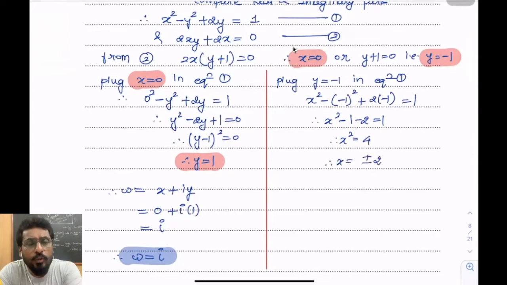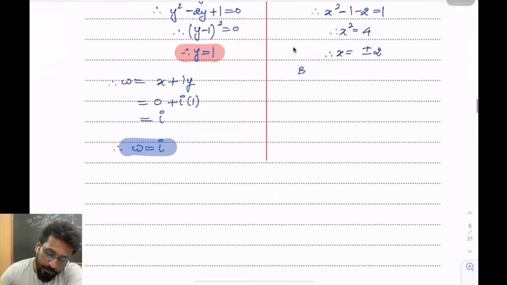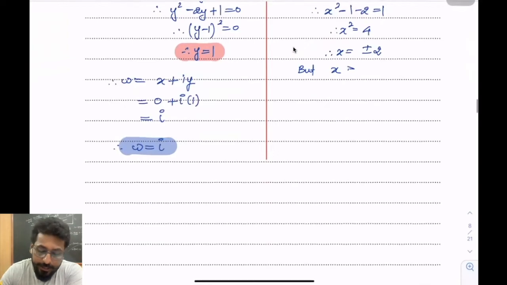Are both the values correct, students? X equal to plus or minus 2. Think about it. Are both the values correct? X is not plus and minus 2. It's just one value, because you remember the real part of omega should be less than or equal to 0. So from there, I can say that x needs to be less than or equal to 0. So therefore, x would come minus 2.